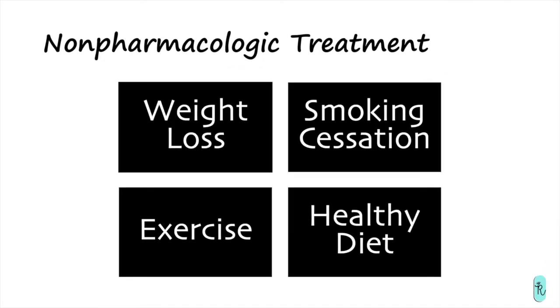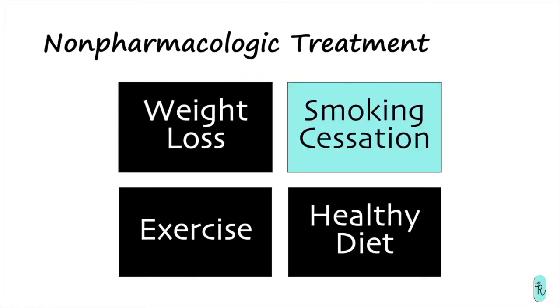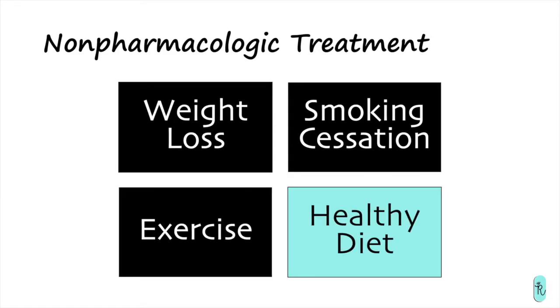As we move on to treatment, lifestyle modification should be encouraged in all patients with diabetes. Patients should lose weight if appropriate, should stop smoking, should exercise 150 minutes per week or 5 days per week, 30 minutes each day, and should maintain a healthy diet. These are all key in reducing the risk of complications due to diabetes.